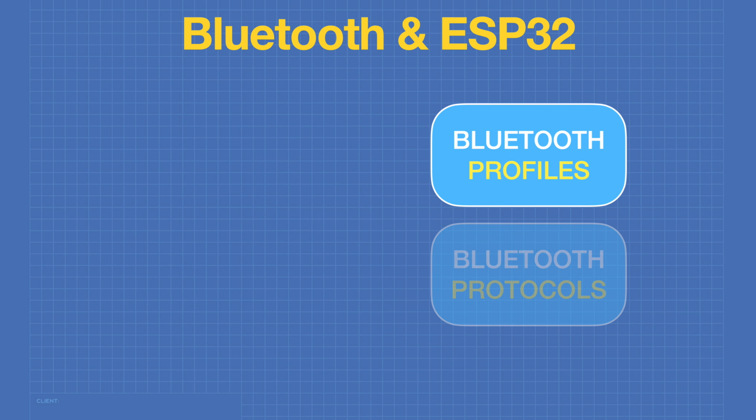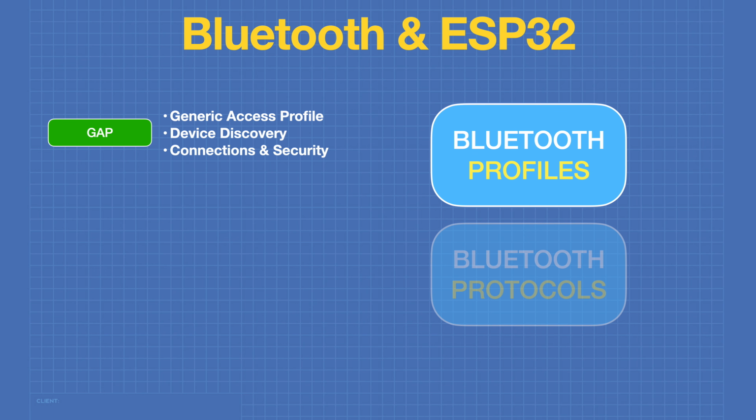Let's check out a few Bluetooth profiles. These would include GAP, the Generic Access Profile. GAP is used for device discovery. It also manages all Bluetooth connections and security.